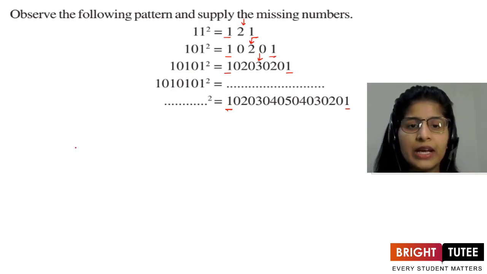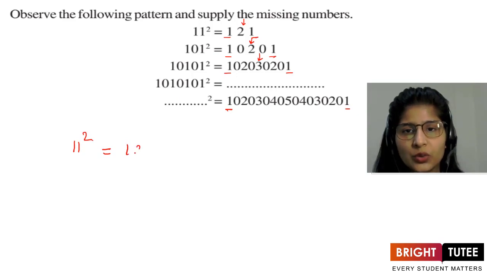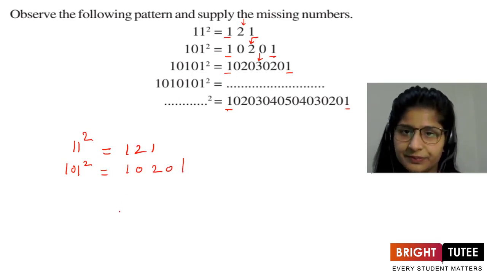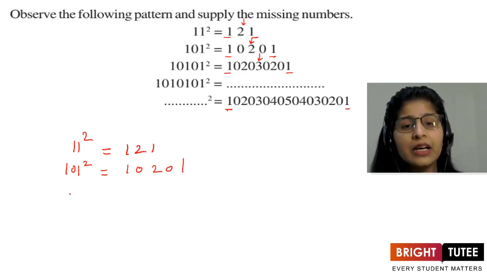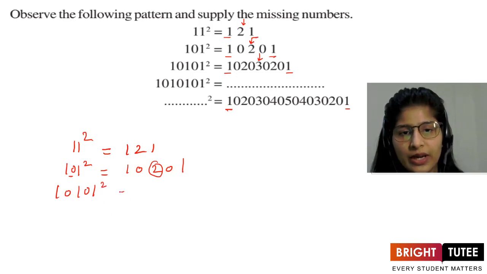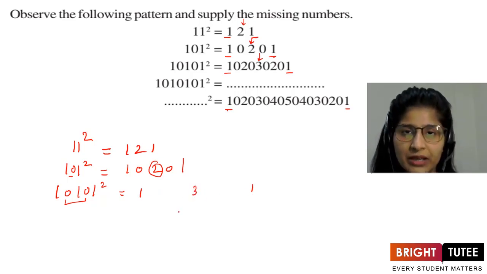Just see how. 11 square is 121. Then 101 square is coming as 10201. Clear? Then we have, see, when we had 10, the middle term is 2. Now 10101 whole square. How many zeros do we have? 2 zeros. So we have to reach to 3. That means 3 will become the middle term. So 1 and 1, the first and last digit are fixed, making 3 as the middle term.